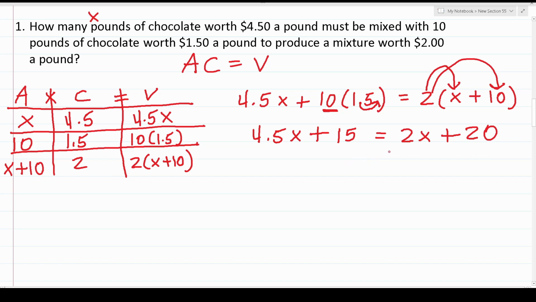What you want to do in this case is you want to get all the x's to one side of the equation and all the whole numbers to the other side of the equation. So I'm going to start by subtracting 15 from both sides. And I'm going to do this one step at a time.